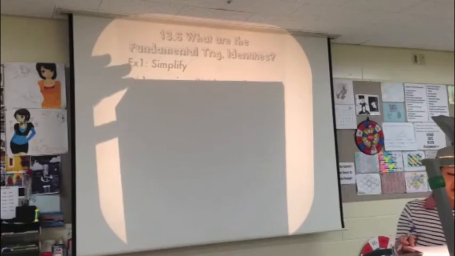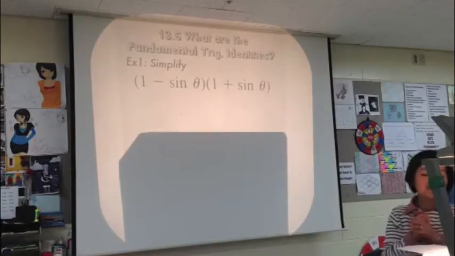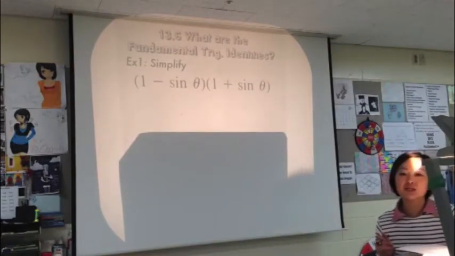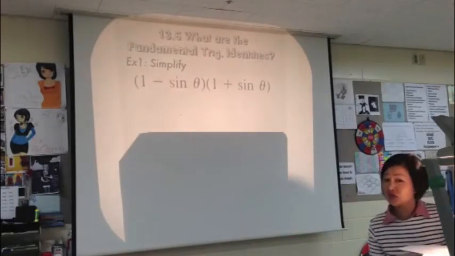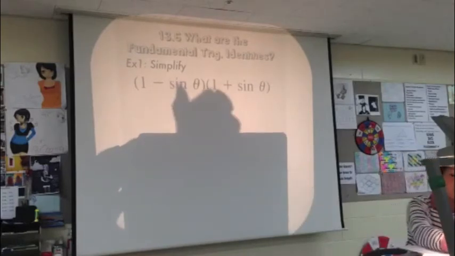Alright, here's the first example. We're going to simplify this little sucker, (1 minus sine theta) times (1 plus sine theta). Alright, well you already know that you have to FOIL it or distribute it in. So here's what I'm going to get.